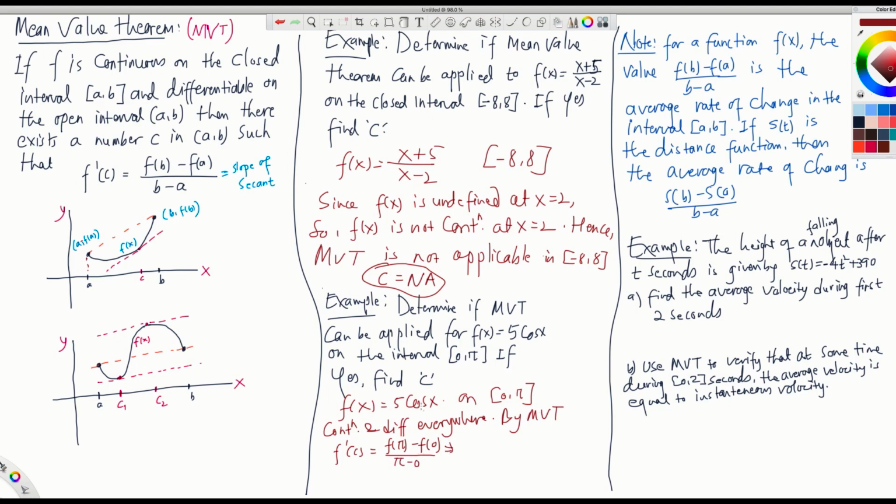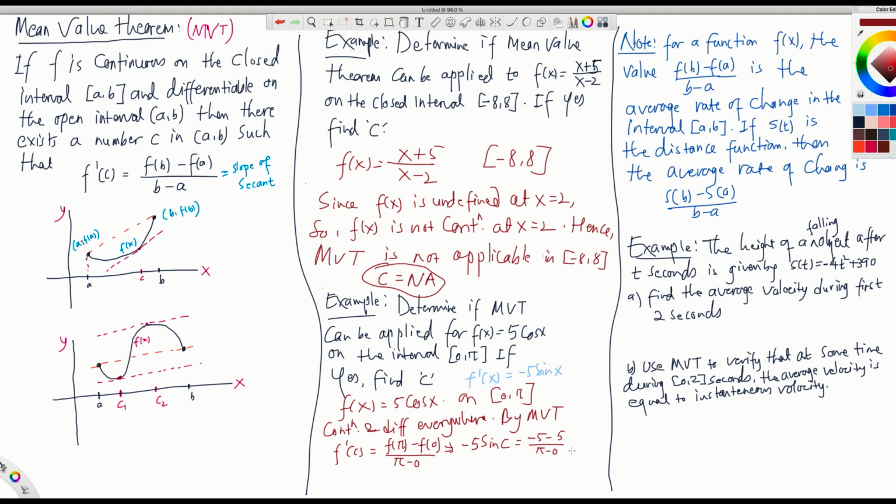So what does this imply? f(x) is 5 cosine x. What will be f prime of C? So f prime of x will be -5 sine x, right? So what is f prime of C? That will be -5 sine C equals, what is f at pi? F at pi, you replace x by pi. 5 cosine pi is -5. So it will be -5 minus f at 0. If you replace x by 0, you will get 5 cosine 0, which is just 5. Divide by pi minus 0, right?